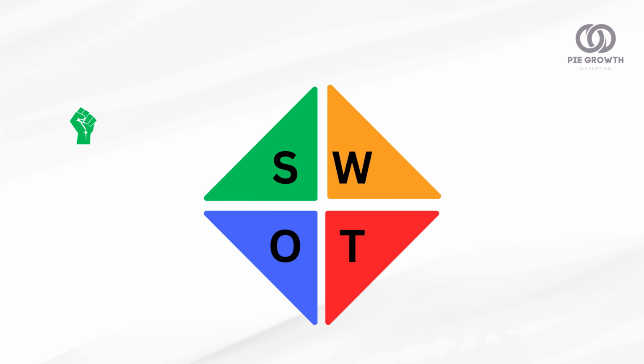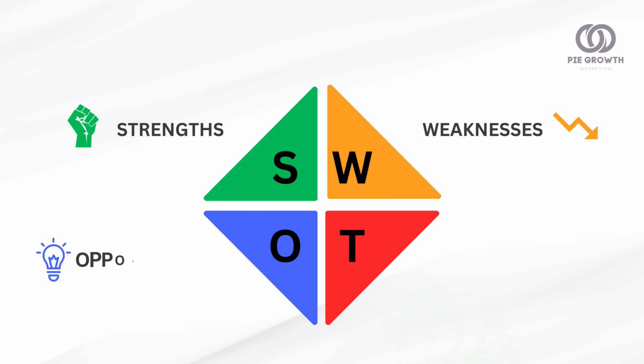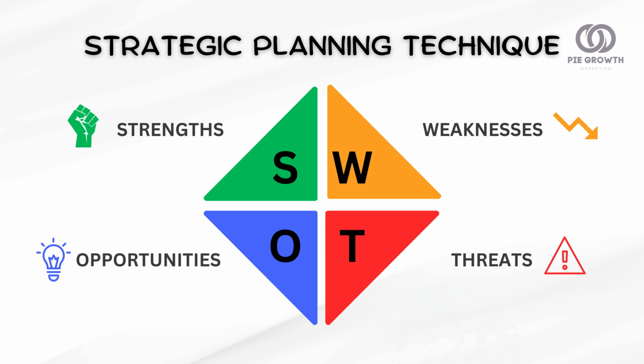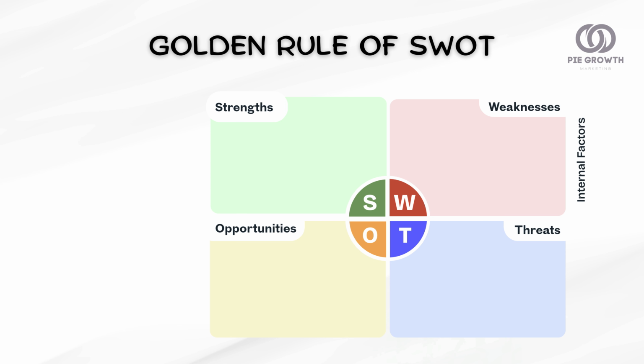SWOT is an acronym that stands for strengths, weaknesses, opportunities, and threats. It's a strategic planning technique used to identify your core advantages and the hurdles you might face. But before we define the letters, you need to understand the golden rule of SWOT, which is that strengths and weaknesses are internal, meaning they are things you control.